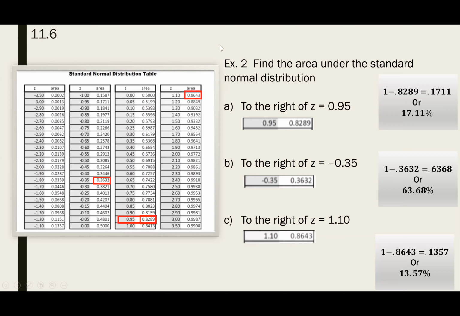The first two questions are they will ask you for the area to the left. Area to the left, life is easy. The answer is in your table. Whatever the area in here, that is the area to the left, right? Area to the right, life is not so easy. We have to do one operation, which is we take 1 minus the area to the left to give us the area to the right.